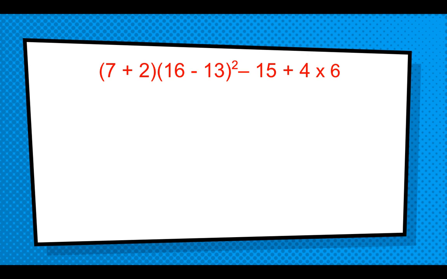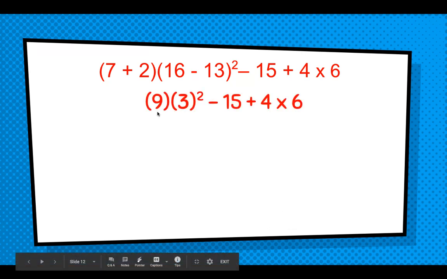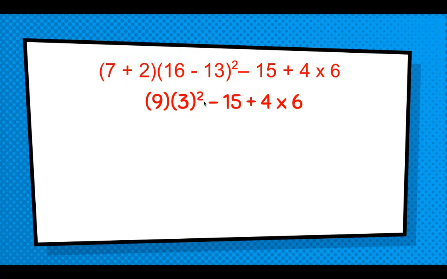Okay, there's a lot of steps that you can take here to get started. We have 2 sets of parentheses, so you can go ahead and simplify them at the same time. You can do 7 plus 2 to get the 9, and then 16 minus 13 to get 3. Then we're going to do this exponent piece. Only the 3 has the exponent, so that's going to become a 9. Everything else stayed the same.